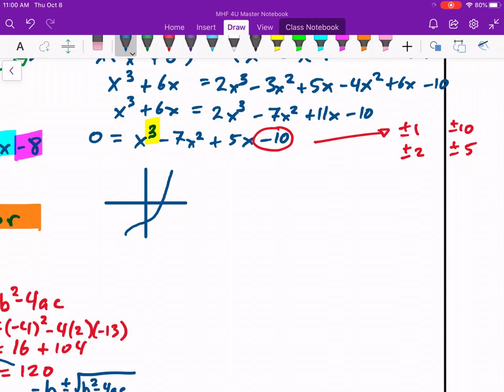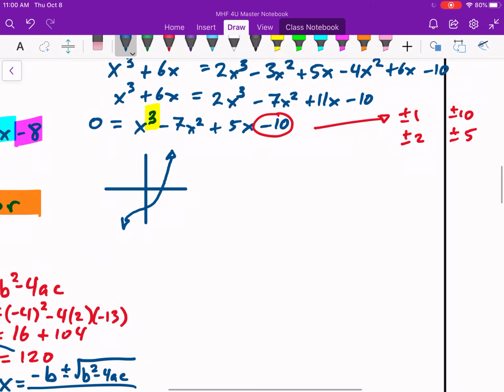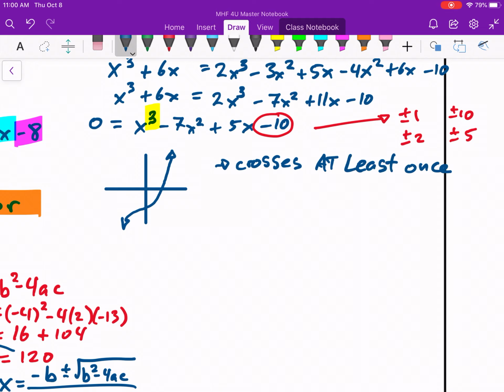Maybe. I mean, it's possible that it might have more than one x-intercept. I've got one x-intercept here. But I do know certain things for sure. It's going to cross the x-axis at least once, because it's cubic, because it's an odd degree. It's going to go from quadrant 3 to quadrant 1 for the end behavior, because it's got a positive leading coefficient. And it's also going to go through negative 10 as my y-intercept, because of the negative 10 on the end.